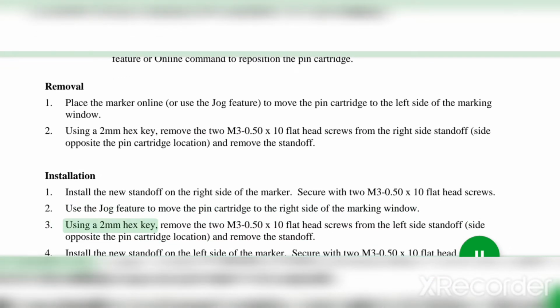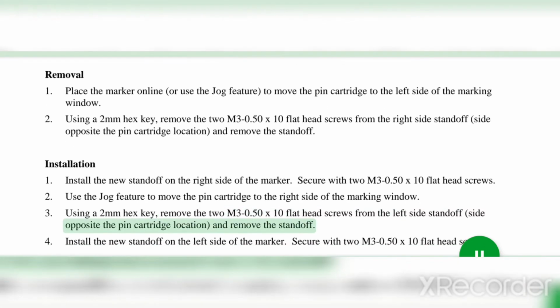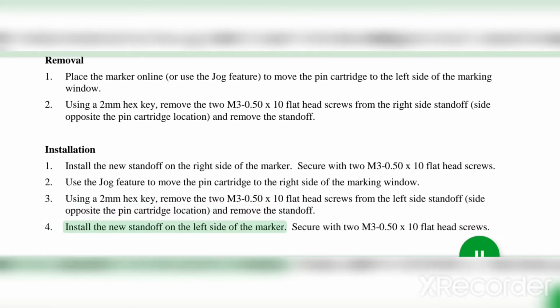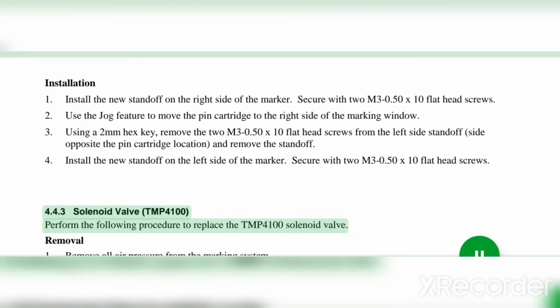Using a 2mm hex key, remove the 2 M3-0.50x10 flathead screws from the left side standoff side, opposite the pin cartridge location, and remove the standoff. 4. Install the new standoff on the left side of the marker. Secure with 2 M3-0.50x10 flathead screws. 4.4.3 Solenoid valve TMP 4100. Perform the following procedure to replace the TMP 4100 solenoid valve.